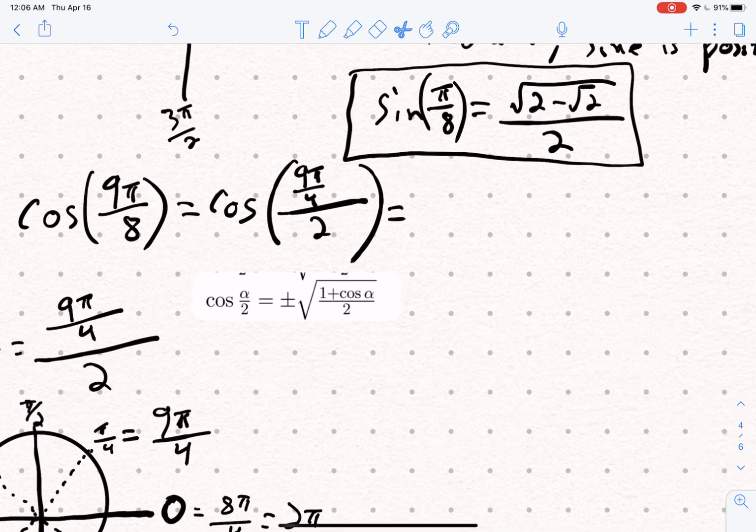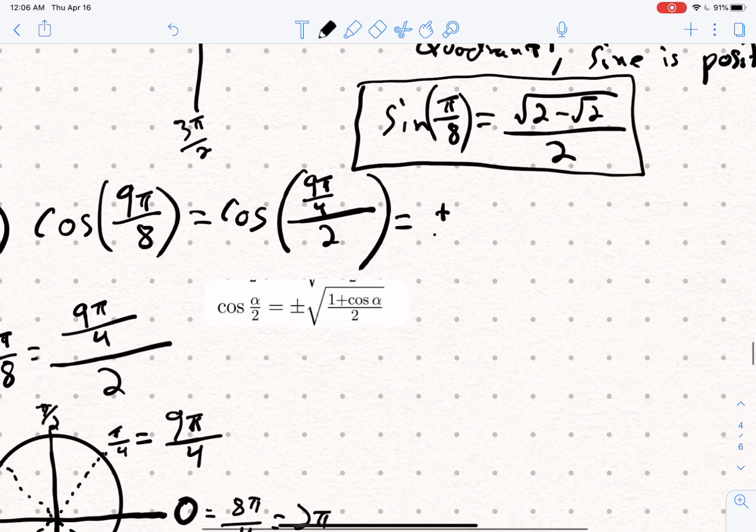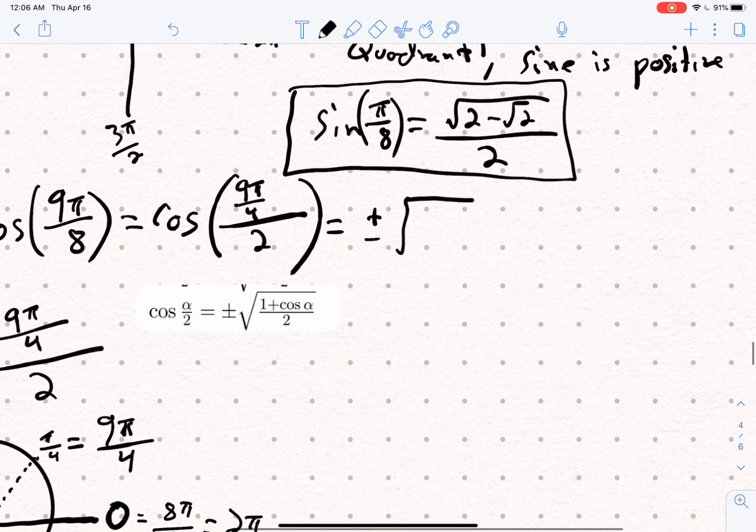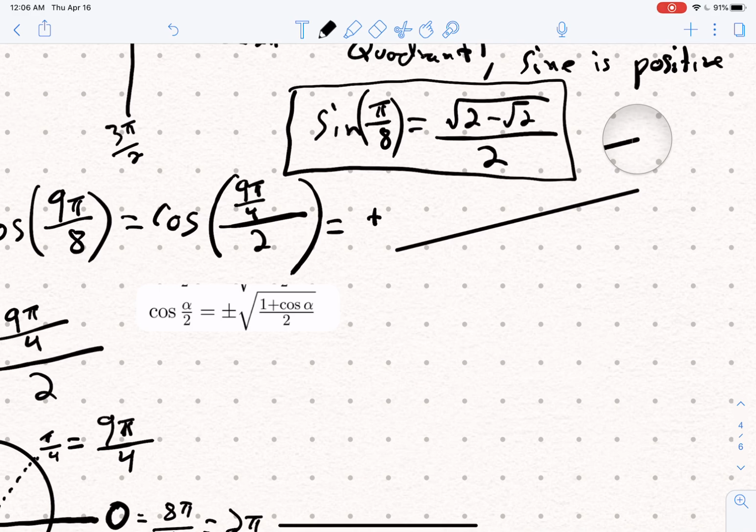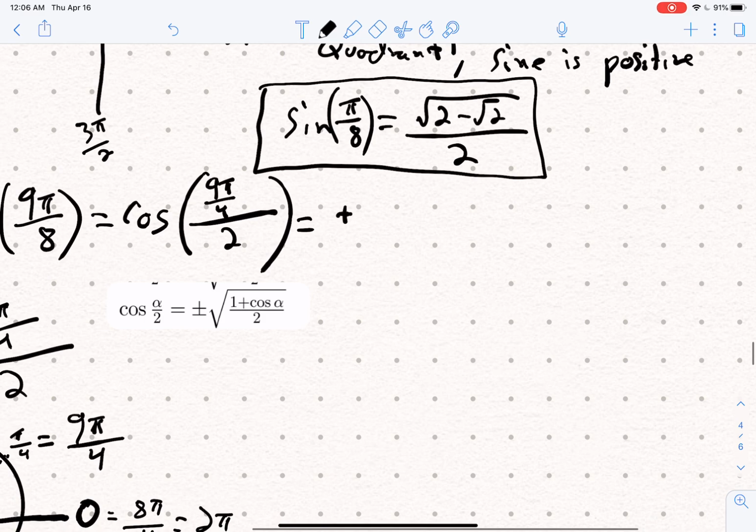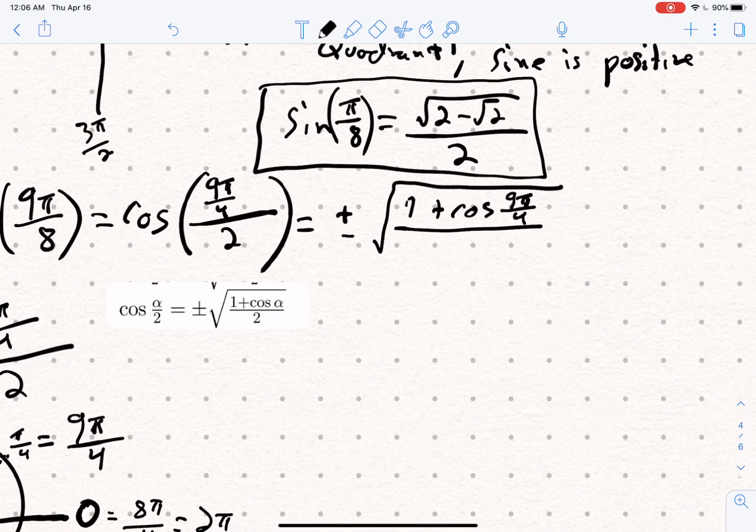This one is equal to plus or minus radical... Whoops. Didn't want it to do that. Things going crazy. Okay, interesting. All right, we're going to try again. Here we go. Plus or minus radical 1 plus cosine of 9 pi over 4, whole thing over 2. That's a 1 there, because that's difficult to read.